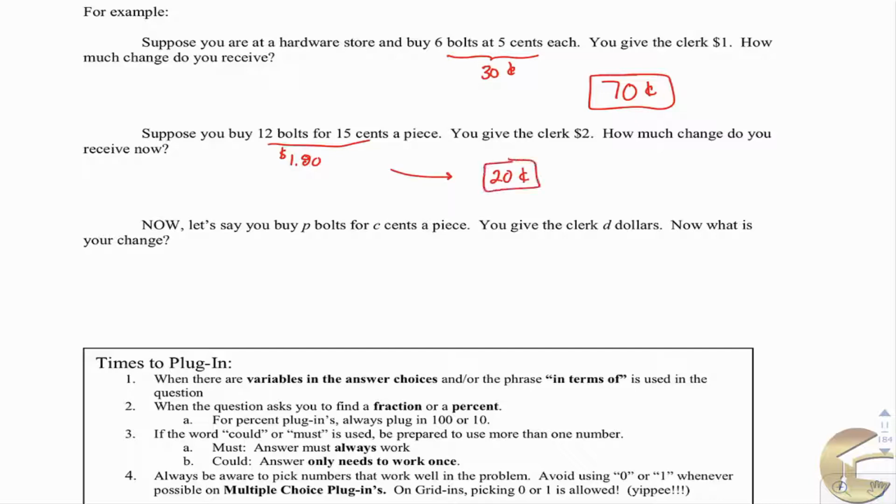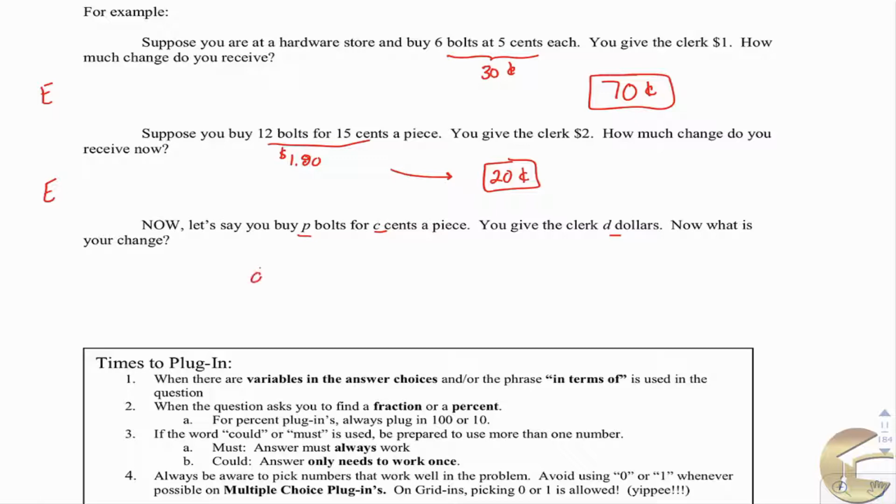Now, overall, I would say these problems should be what I would call an easy level difficulty math question. And then what they're doing is they're taking this easy question and making it super hard by adding variables to the problem. So you're going to buy P bolts instead of 12 bolts or 6 bolts for C cents each, and you give the clerk D dollars. Now what's your change? You need to write an expression to represent the change.